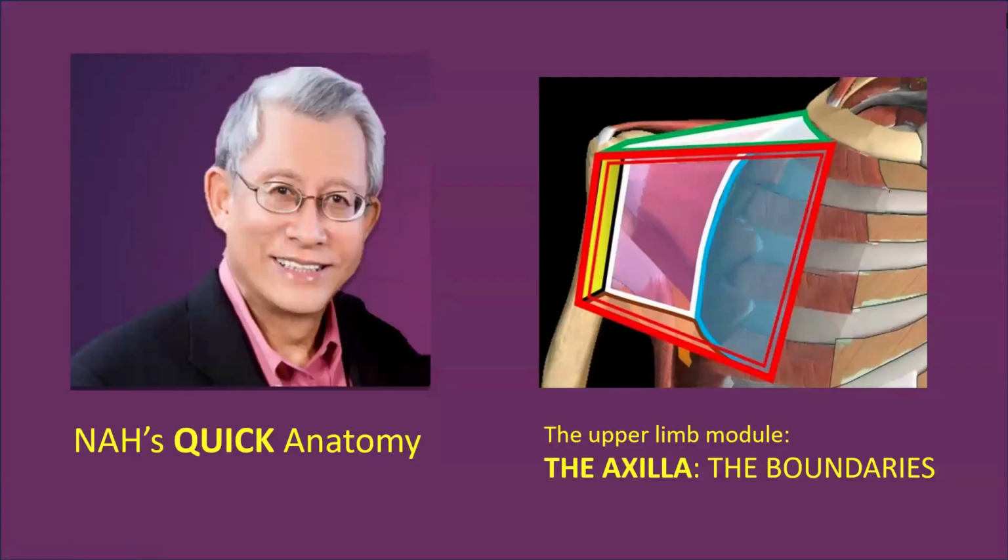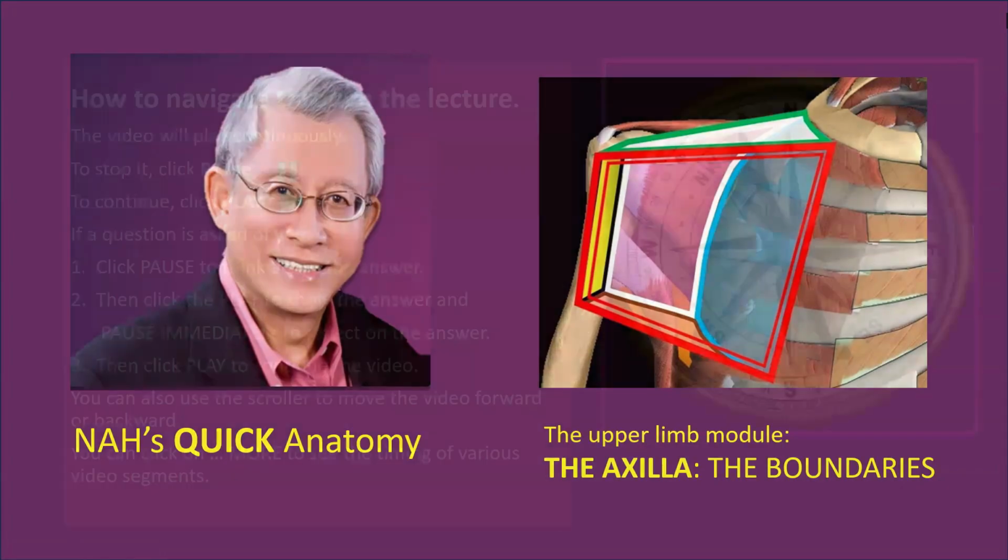Welcome to NAS Quick Anatomy. This is the upper limb module, and the topic is the axilla and its boundaries.